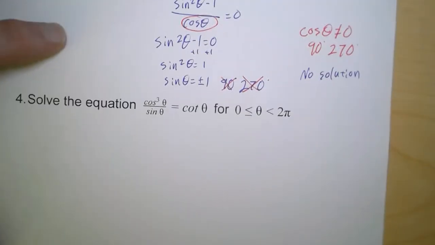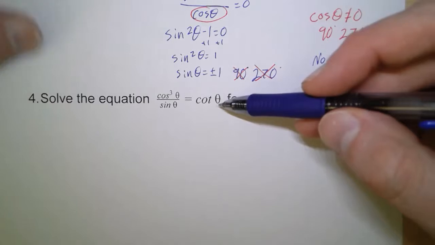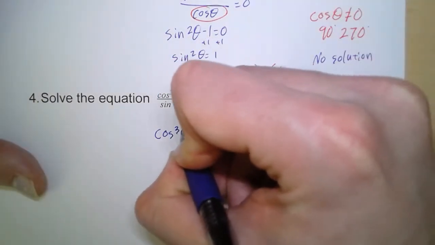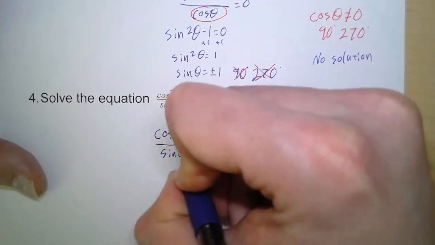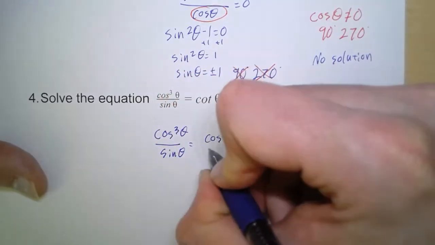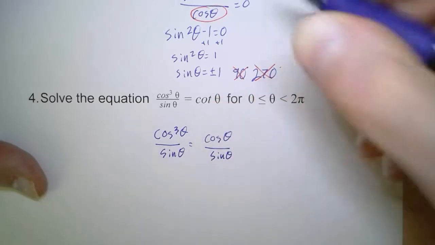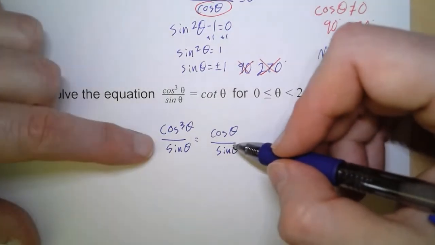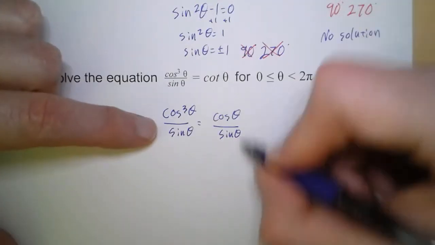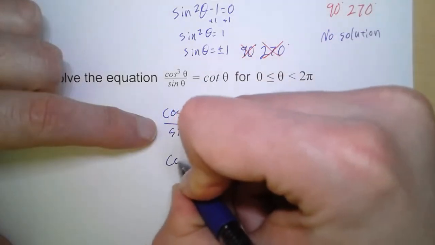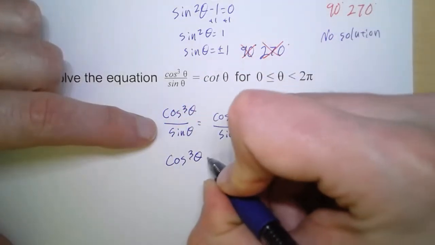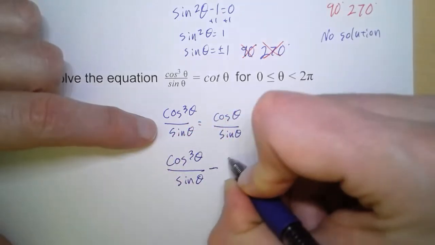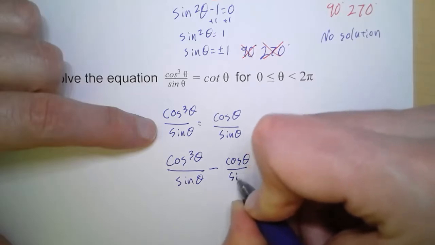All right. Now for this last one, we need to do the same thing as we did up in number 3, and that is we need to first rewrite the problem in terms of just sine and cosine. So cotangent is cosine over sine. Now, next we need to subtract over onto one side so that one side equals 0. So we'll take cosine cubed of theta over sine of theta minus cosine of theta over sine of theta, and that all equals 0.